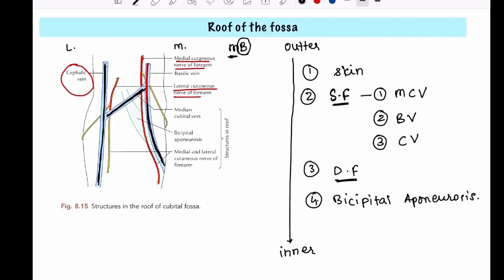Let's revise it again. From outwards to inwards, first is the skin. Next is the superficial fascia, which contains three veins: the median cubital vein, the basilic vein and the cephalic vein, and two nerves, the medial cutaneous nerve of forearm and the lateral cutaneous nerve of forearm. Then inner to that is the deep fascia and inner to the deep fascia there is the bicipital aponeurosis. So these are the structures of the roof.